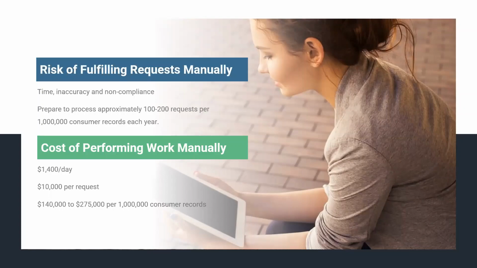And keep in mind, this 1 million consumer records is not talking about the number of consumers, but the number of records for the consumers. You could have multiple records for the same person. So keep that in mind as well. Then I pulled these numbers out. It gives you the idea of how much this costs you. $1,400 a day. That's $175 an hour. $10,000 per request. And then this number is staggering: up to and above $250,000 per 1 million consumer records.